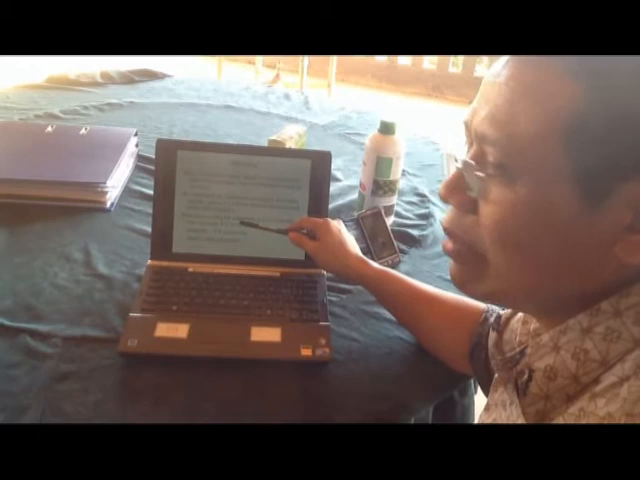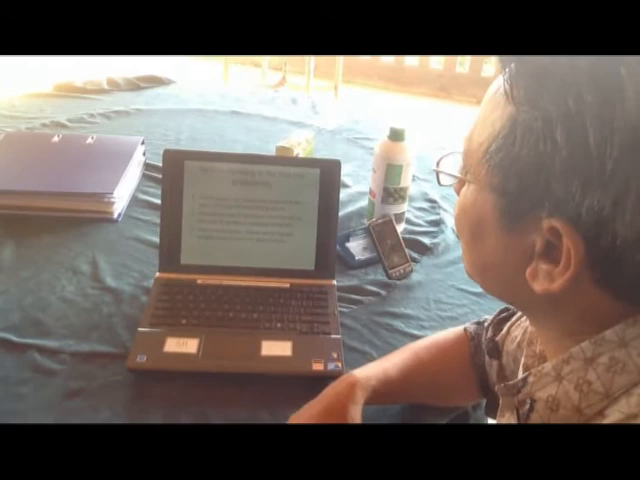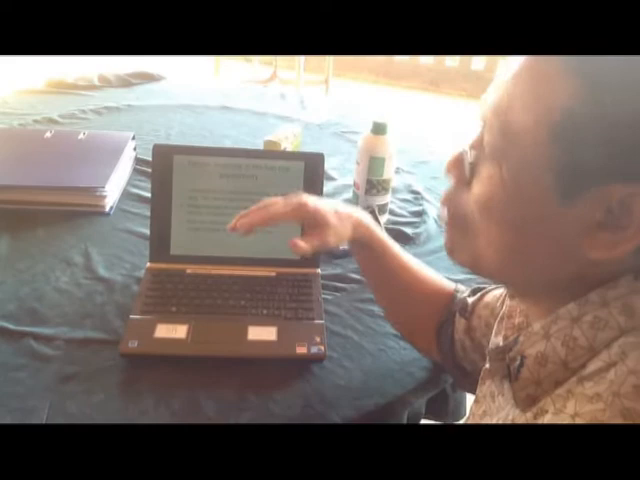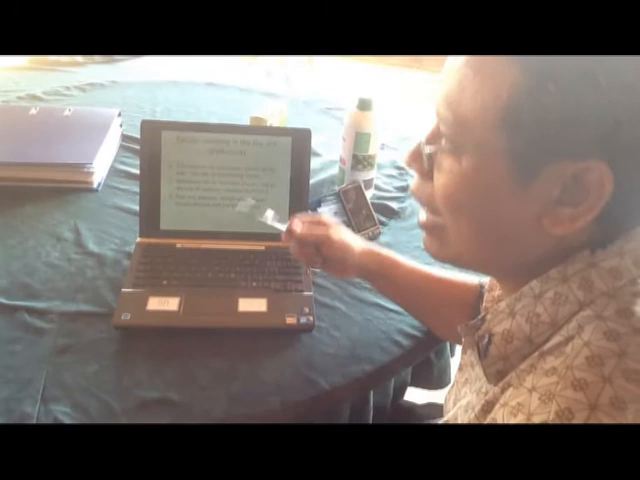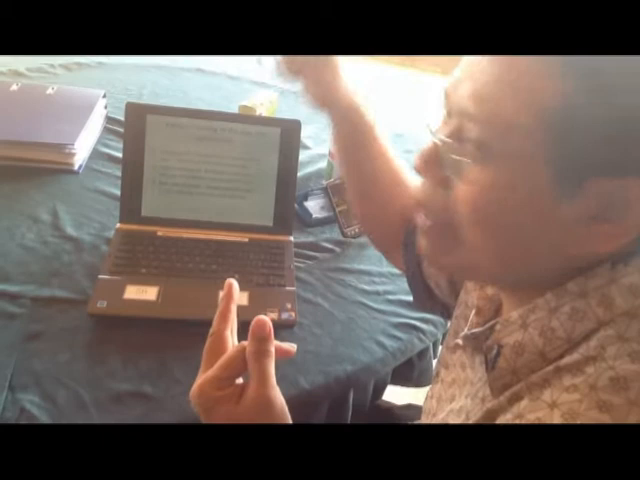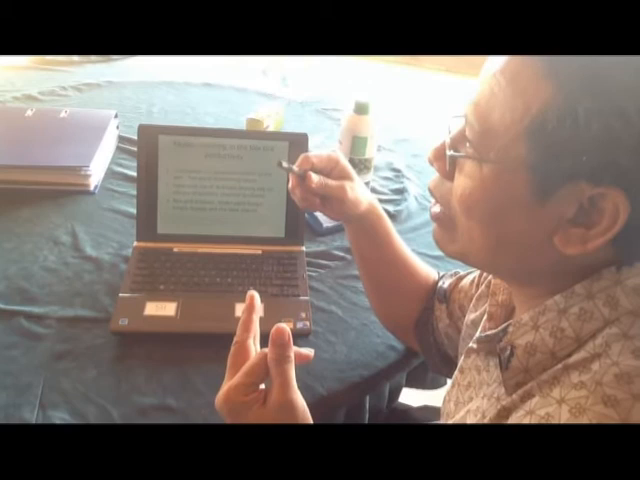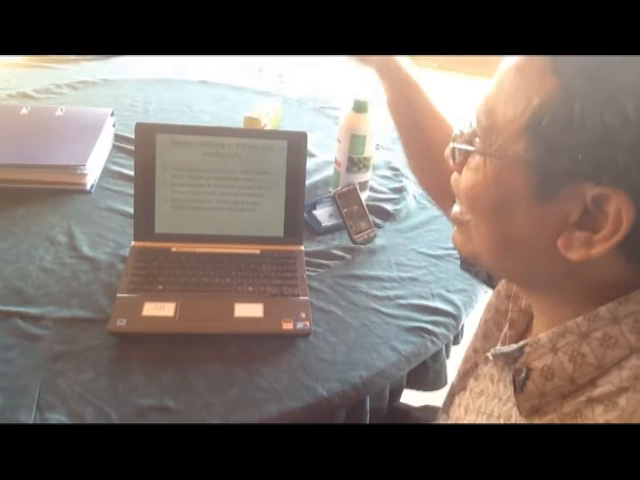There are many factors influencing the rice production system. In Indonesia we have a consecutive rice production system: rice, rice, and rice. You may have heard of the law of diminishing returns, because of the decrease of soil fertility and some environmental conditions. The input factors we use for rice production tend to increase every year, like synthetic fertilizers, nitrogen, phosphorus, and potassium, NPK. In the early 1970s we used only 100 kilograms per hectare, but now 400 kilograms per hectare, increasing and increasing.